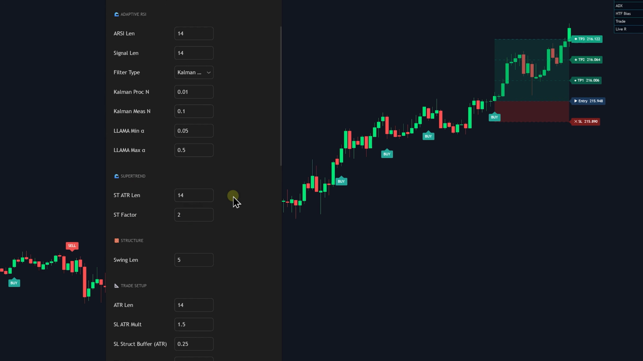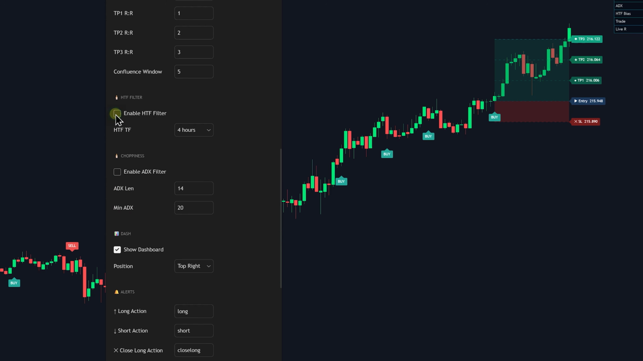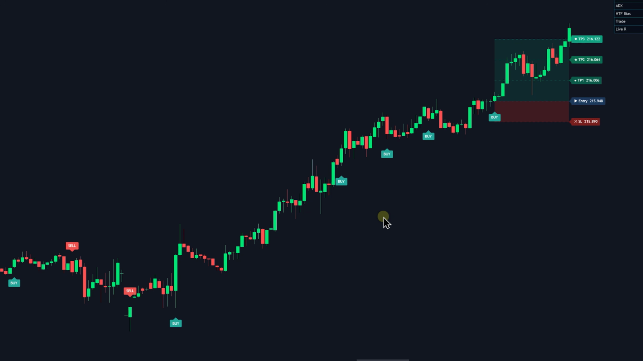The rest of the settings are pretty self-explanatory, but if you have any changes that you need to make, you can make them yourself. But for now, we're going to move on to how we can use this indicator to take long and short positions. Now, before we start trading with this indicator, we're going to add one more tool.